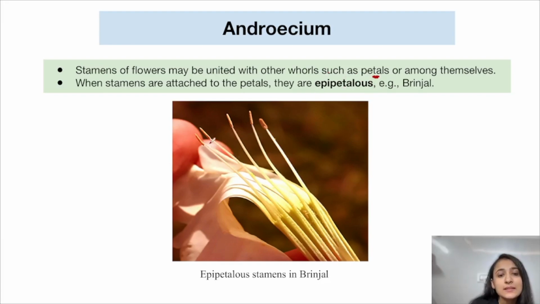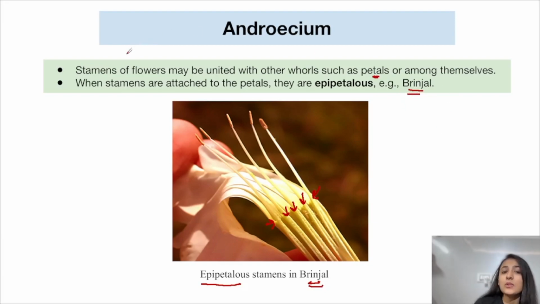Okay, so see, this is the petal of the flower. This peach color or pinkish color structure is the petal of the flower, and these 5 structures are the stamens. So each of these stamens, you can see the point of attachment here. Each of these stamens is attached to the petal of the flower. Such condition is known as epipetalous condition, and epipetalous stamens are seen in brinjal. So one of the examples of epipetalous stamens is brinjal.